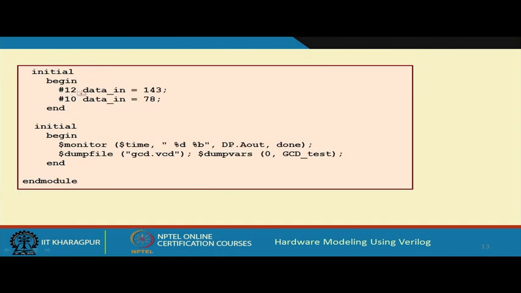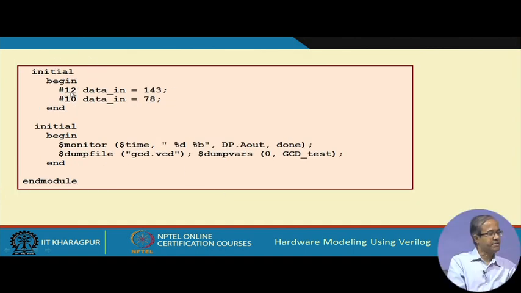And these are the two input data we are applying, 143 and, a little later after 1 clock, 78. If you just do it manually, the result is supposed to be 13, and we are monitoring the time as well as the A out.